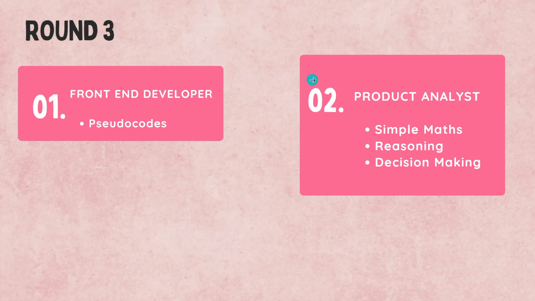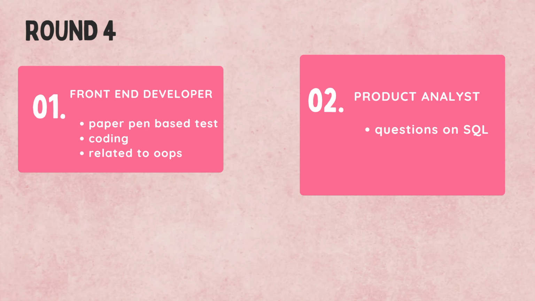Round 3 is a deciding round for front end developer and product analyst. Front end developer is given pseudo codes, whereas product analyst is given simple maths, reasoning and decision making. Going to round 4, it is also an elimination round. For front end developer, they have given a pen and paper test with coding related questions. In this video we are going to see that question. For product analyst, they have given questions on SQL.